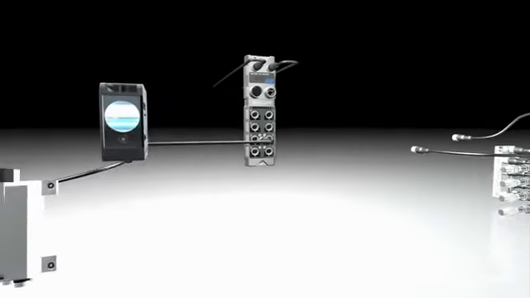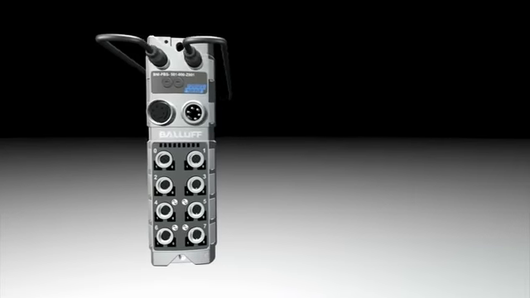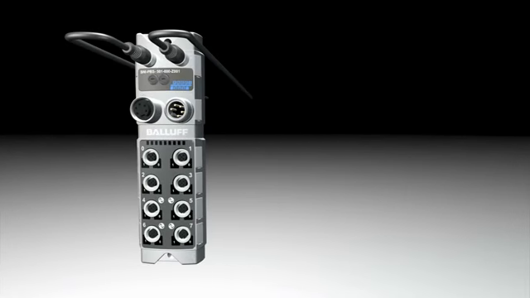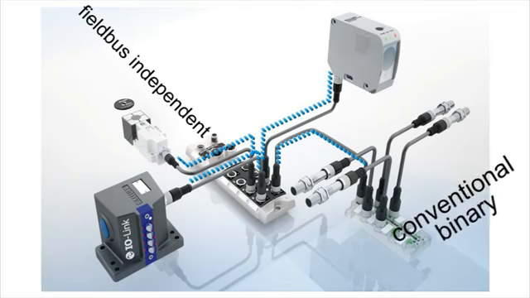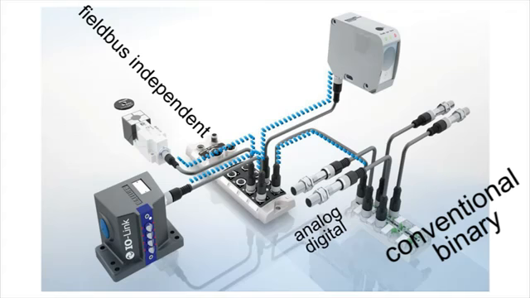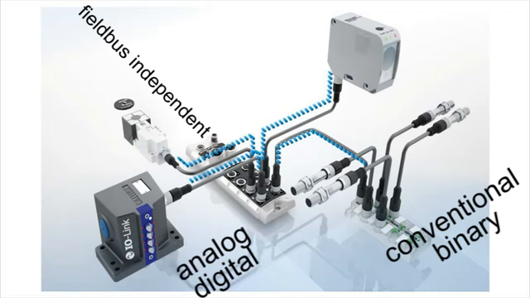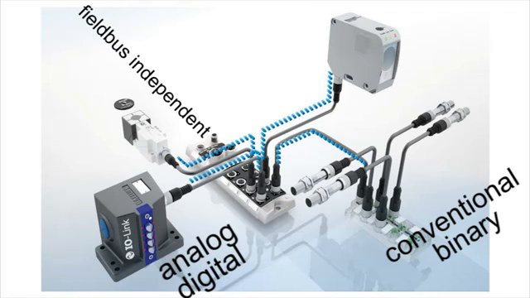Now let's take a closer look at IO-Link technology and how it was created. IO-Link is a simple new standard field bus, independent and open communications interface which integrates conventional and intelligent binary, analog or digital sensors and actuators into automation systems without additional effort or expense.